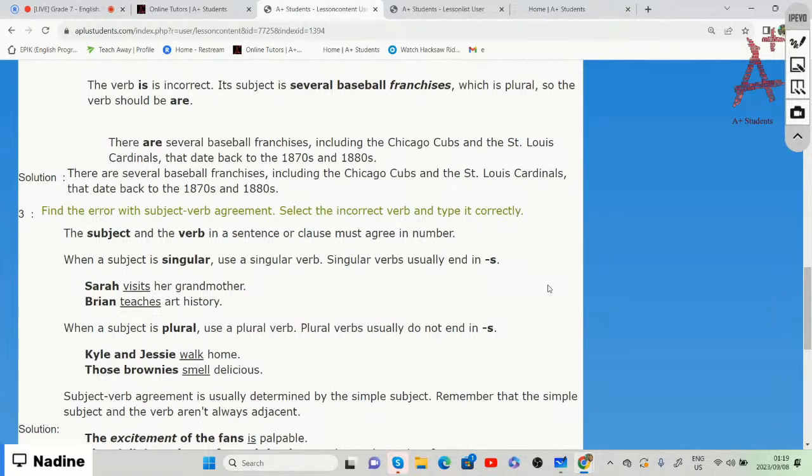So we need to correct it, but also we need to show where the subject and verb are. Our subject is several baseball franchises. And several baseball franchises is plural.